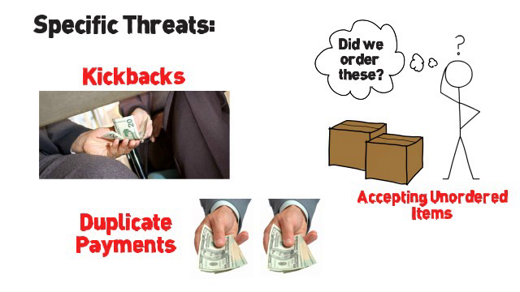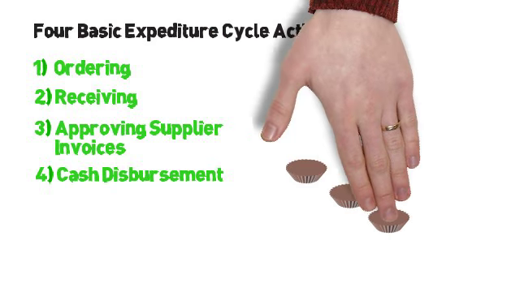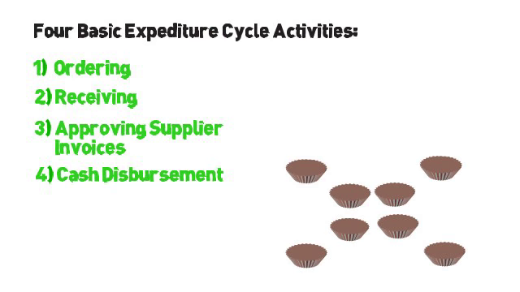Well, that sums up our overview. In the following videos, we'll talk about the process, threats, and controls for ordering, receiving, approving supplier invoices, and cash disbursements. But in the meantime, remember to order REISs for approval and cash.